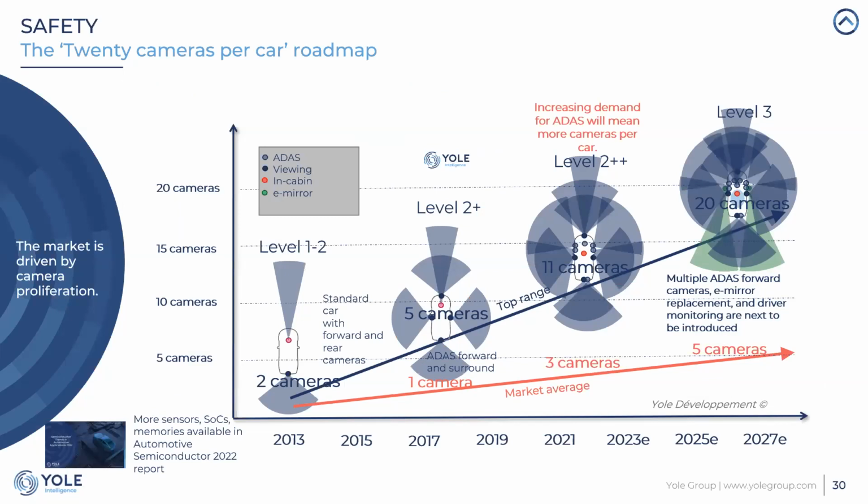If we look at the specific case of the camera, it's interesting to see that the camera module based on a visible image sensor is a very critical element for ADAS and also for autonomy in cars. We will move from 2 cameras on average for level 1 and 2, to 5 for level 2 plus, to 11 cameras for 2 plus plus, up to 20 cameras for a level 3 car. As a reference point, the market average is 1 to 5 cameras in a car.